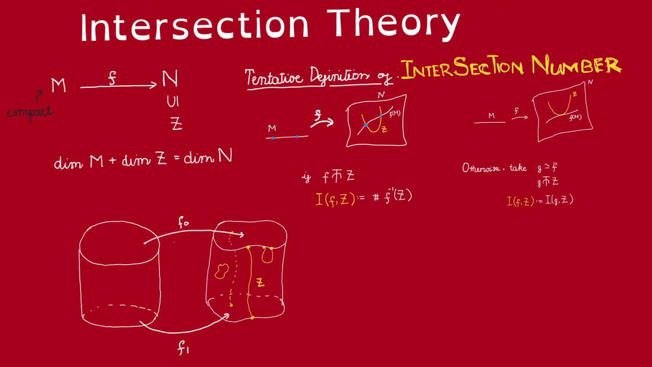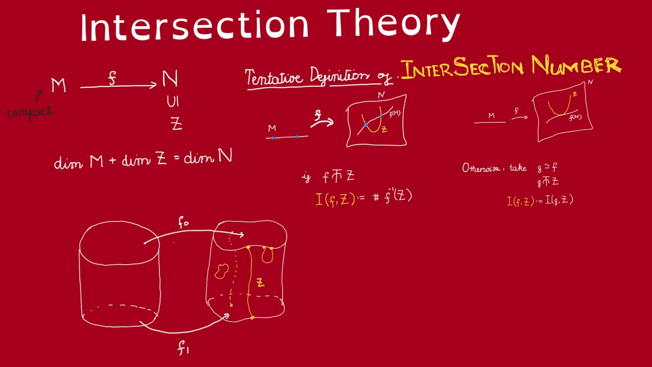Previously, we have pointed out a serious problem with our tentative definition of intersection number. The problem is that under this definition, homotopic maps do not necessarily have the same intersection number. For example, in this picture here, this map F0 and F1 are homotopic, but the intersection number of F0 with Z is 4, whereas the intersection number of F1 with Z is just 2.